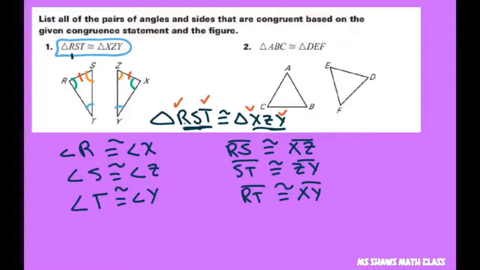And again, I'm just using colors. And then we have ST is congruent to ZY. And let's do a different color. The other two will be congruent. So I use colors to signify that. Okay, so let's do the next one.